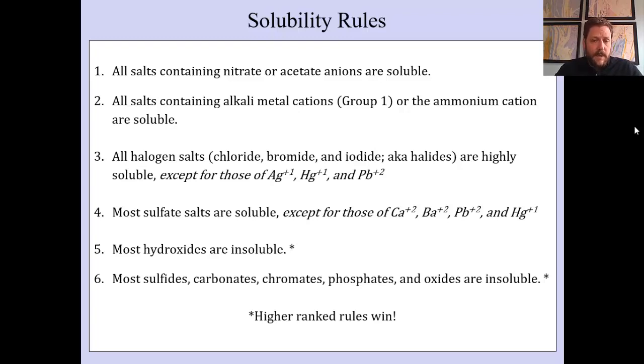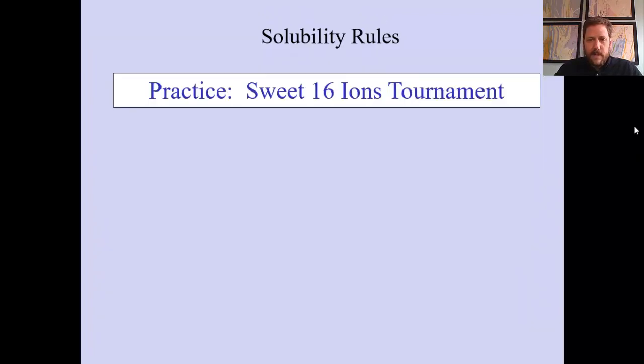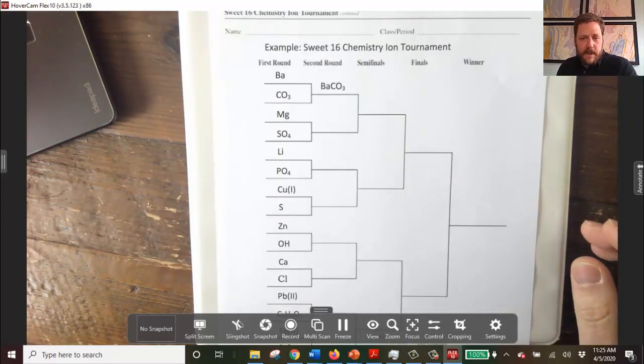So a compound like sodium sulfide is soluble. Read the rules in order. We're going to do some practice with an assignment, which is a bracket of ions. And I'm going to go through one sample assignment before I give you the assignment which I'll ask you to complete on your own. Here's the example assignment that I'm going to walk through.